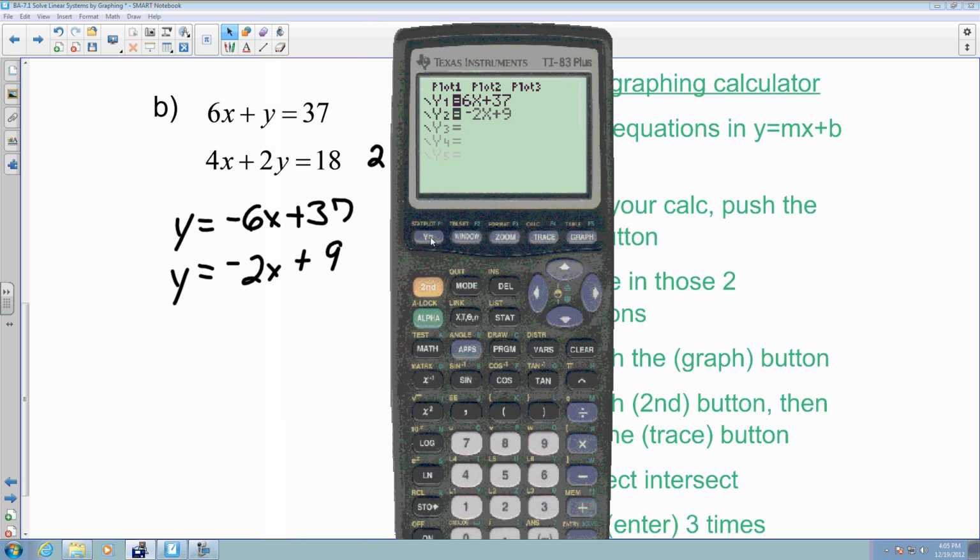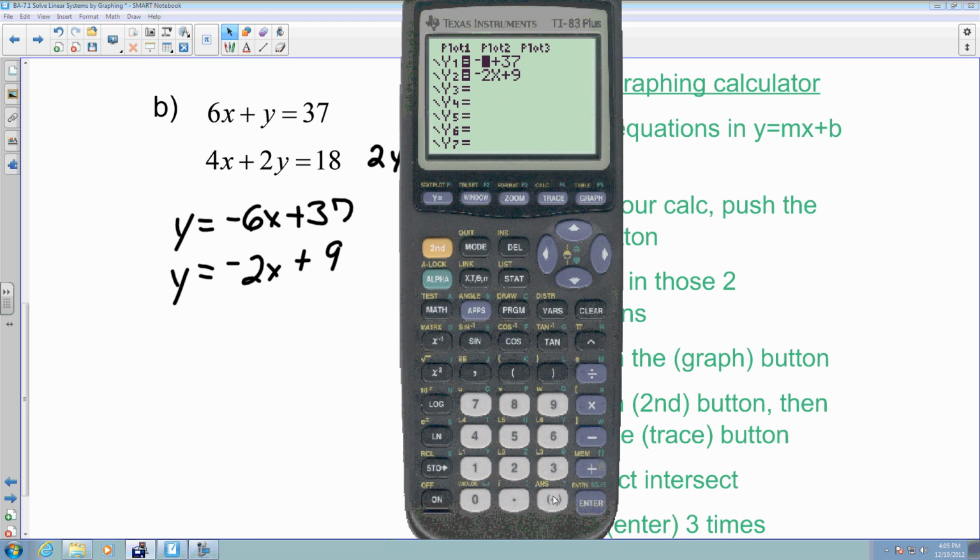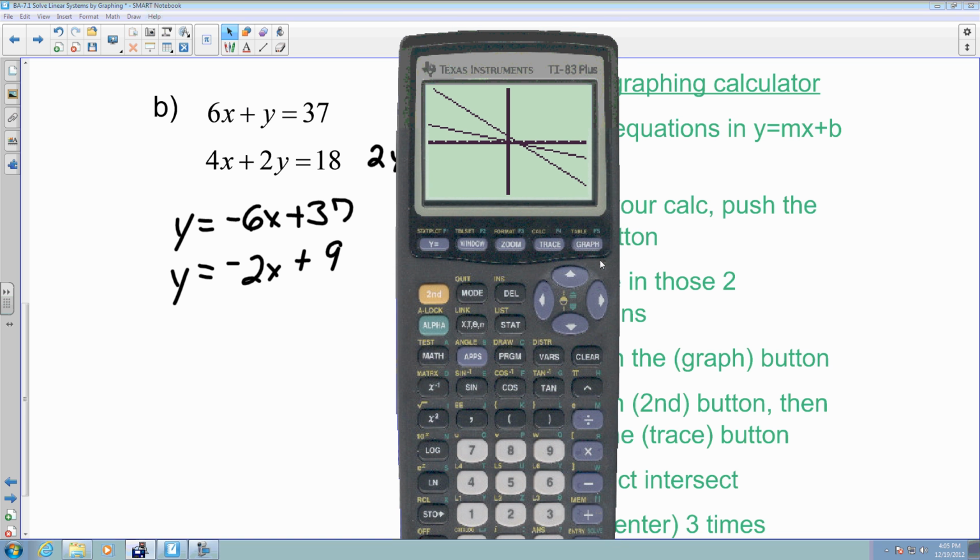Did I do something wrong? I think I forgot to put the negative on this one. Oops, my bad. All right, that's better. In this case, negative 6x plus 37. All right, so I have my intersection point somewhere around here.